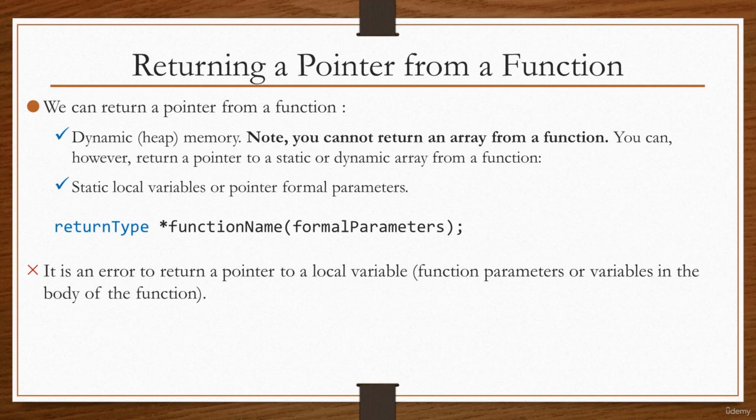Now it's important to note that it is an error to return a pointer to a local variable, so just a regular stack variable, such as function parameters or variables declared in the body of the function. And at this point you should understand why. As we've discussed previously, the local variables go out of scope, so when you return from that function to the calling function, in other words when that stack frame gets popped off of the stack, then the local variables are basically destroyed. So there's no use in returning a pointer to those. It's an error to do that.